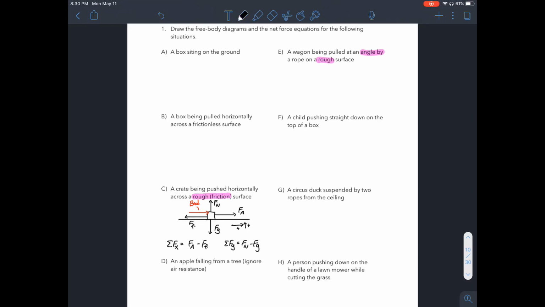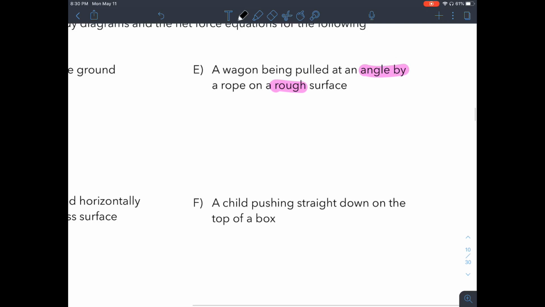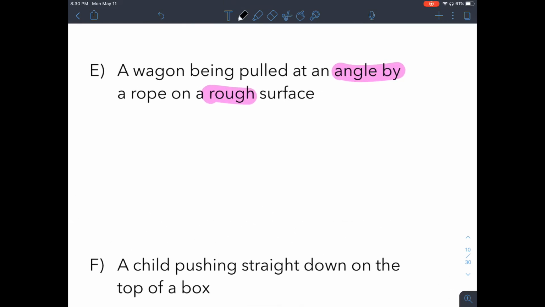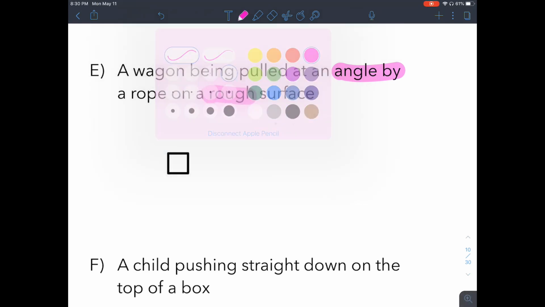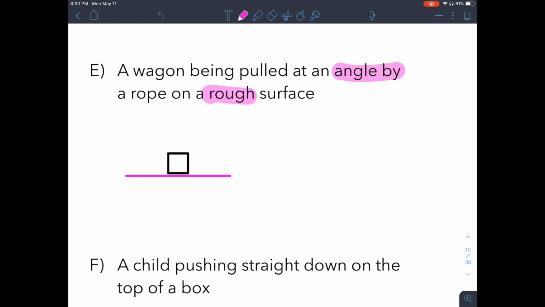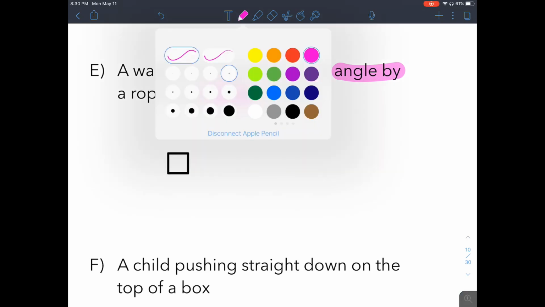Now, one thing with free body diagrams is you don't necessarily always need to draw the surface. You can literally just draw a box, okay? There's our box. Yeah, we know there's the ground here, right? But we don't need to draw it. We know that that exists. So we can just leave that out.